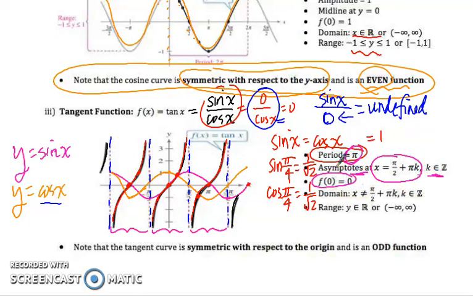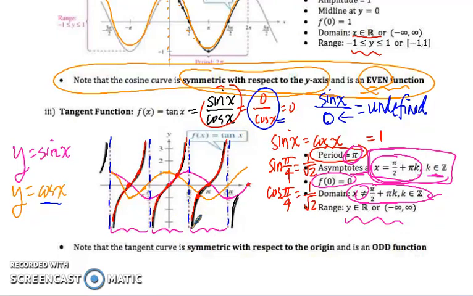Notice it starts right at the origin if there hasn't been any shifts, and we won't ask you to do any translations with the tangent curve. So my domain is all real numbers except where we have asymptotes. So it's all real numbers except where asymptotes occur. And then your range is all real numbers. It goes to positive infinity and down to negative infinity.